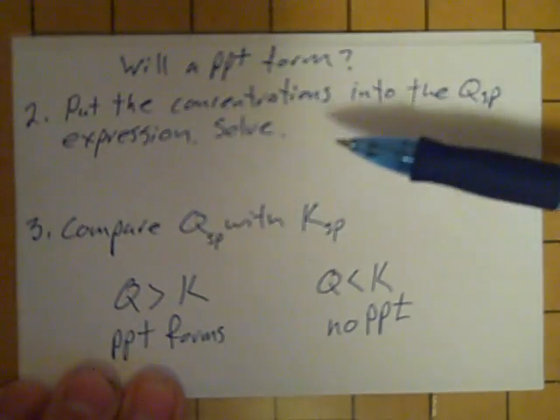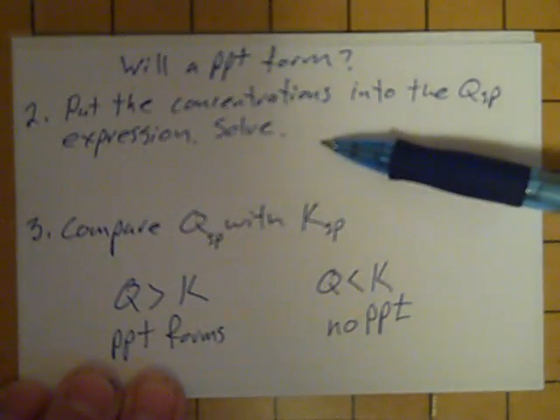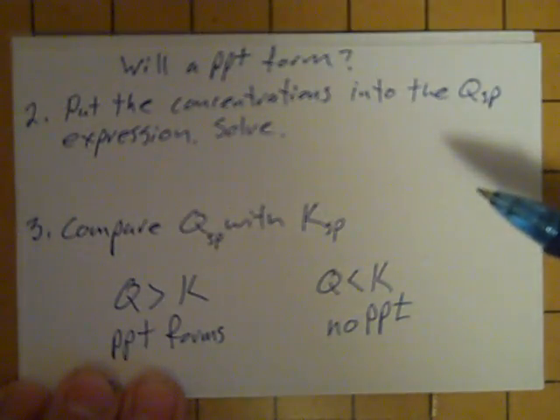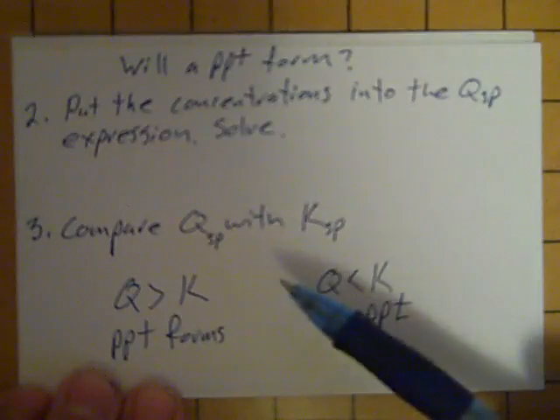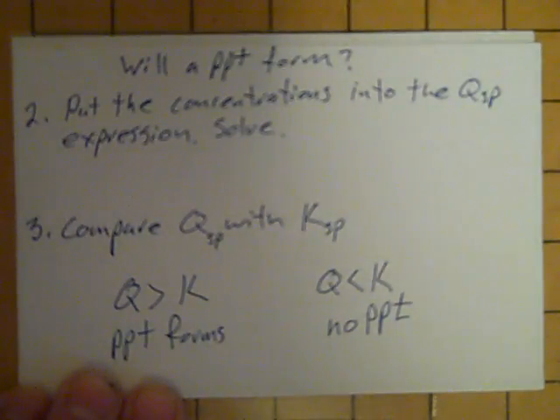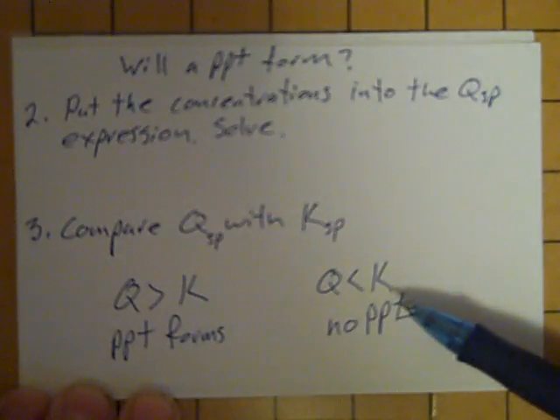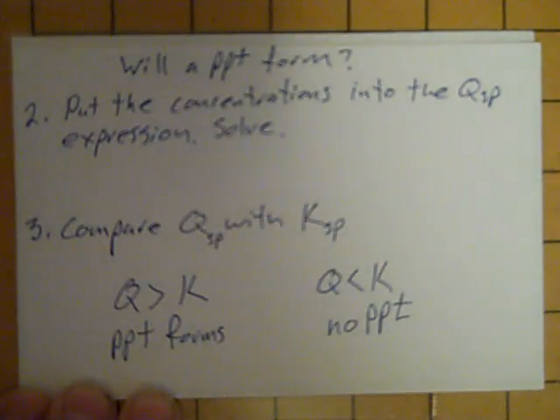You just have to put them into the QSP expression, solve it to find your value of Q, and then compare Q with K. Remembering that when Q is greater than K, you get a precipitate, because that is telling us that the equilibrium will shift to the left, and the left side of these expressions has solid. When Q is less than K, no precipitate forms.